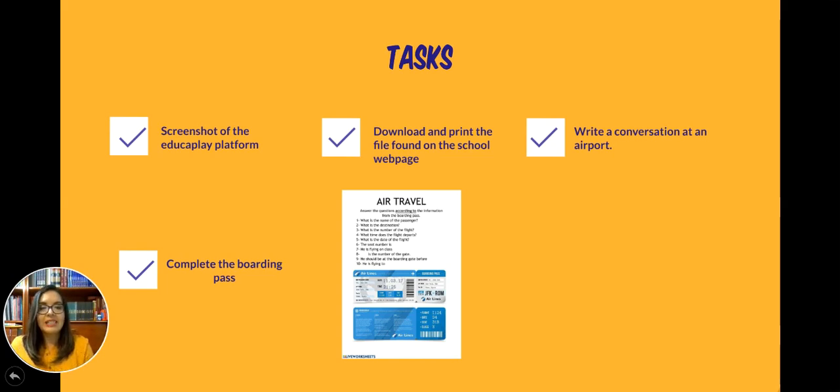Another task is write a conversation at an airport. So, do you remember that at the beginning of the class, I told you that you need to think of a place that you would like to visit? So, you are going to go to this place, and first of all, you need to go to the airport. And finally, complete the boarding pass. So this is a template of the boarding pass. According to the information here, you need to answer the questions. Is it clear?